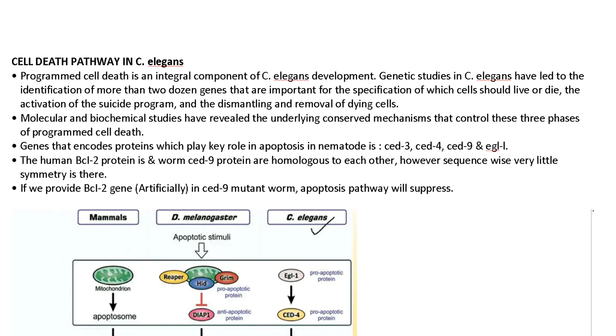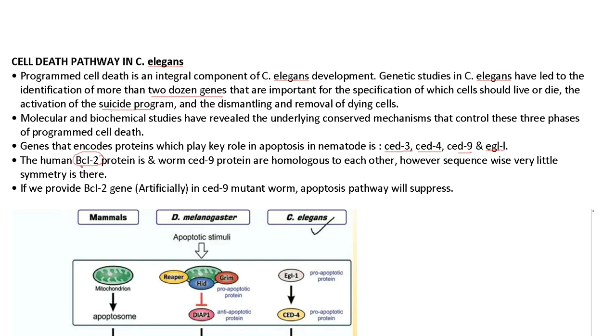So there is a cell death pathway in C. elegans as well. Programmed cell death in C. elegans is also observed, and some homology of these sequences is observed. Around two dozen genes are involved in the cell suicide program, and it was found that these genes are conserved and play a very important role in apoptosis in nematodes, like CED3, 4, 9 and EGL1.